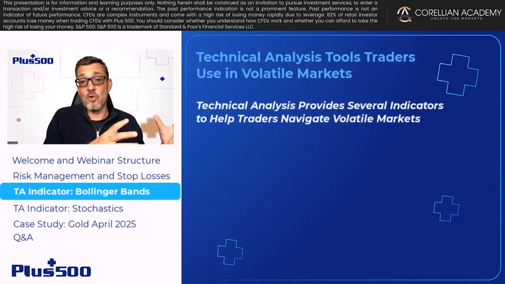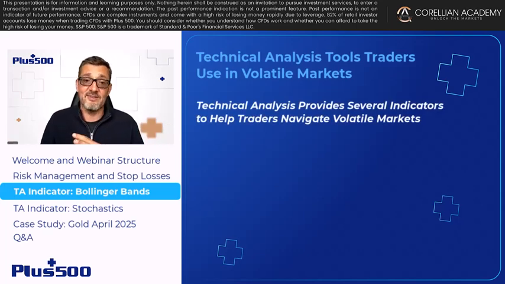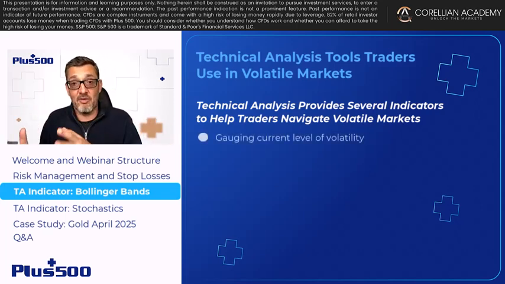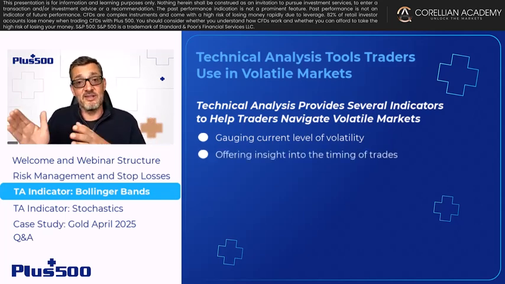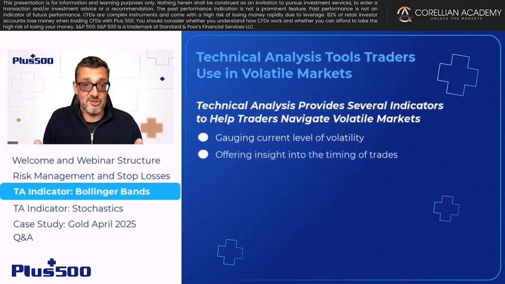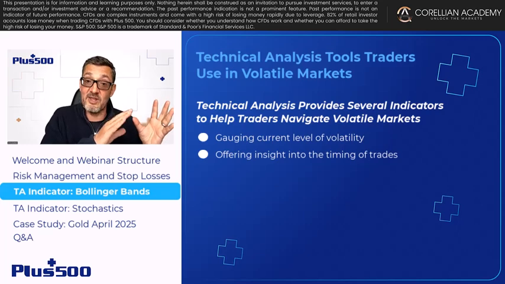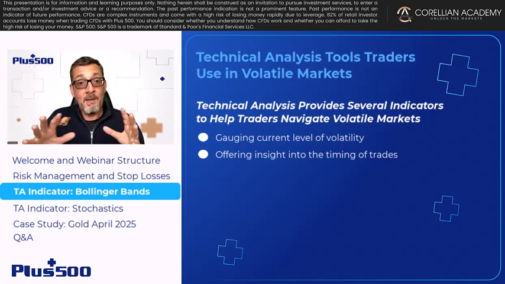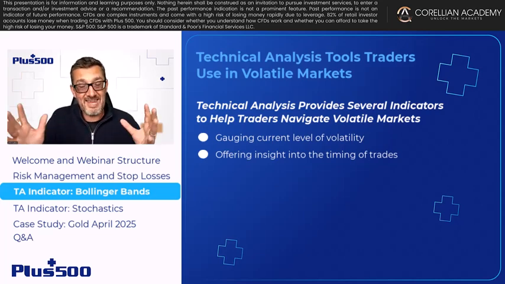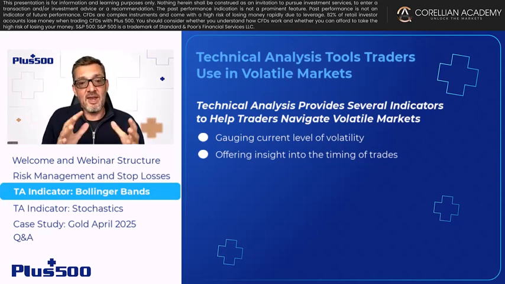Now, technical analysis also provides us with several indicators that can help us to navigate volatile markets by gauging the current level of market volatility and even offering an insight into the timing of trades within these conditions. A real advantage of technical analysis is its ability to help traders determine whether a particular CFD is in an uptrend, a downtrend, or is moving sideways. Being able to establish these trends, even within a volatile market, can enable traders to align their strategies and trades with the market's direction.